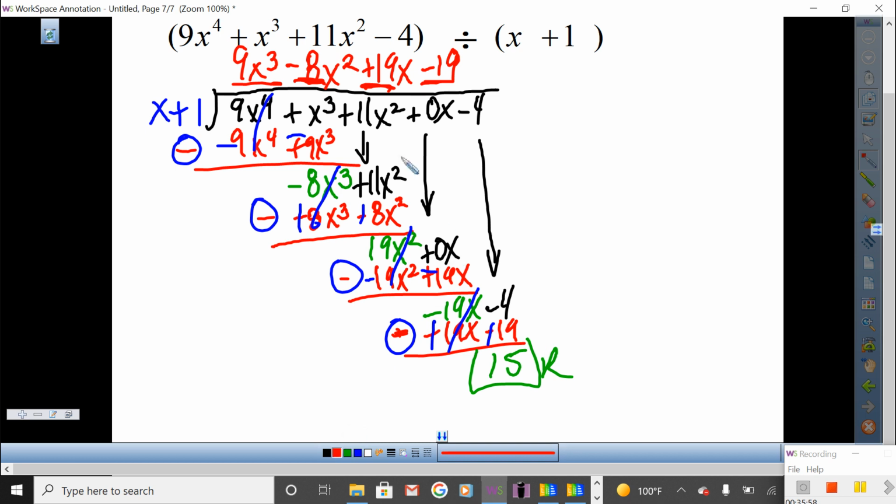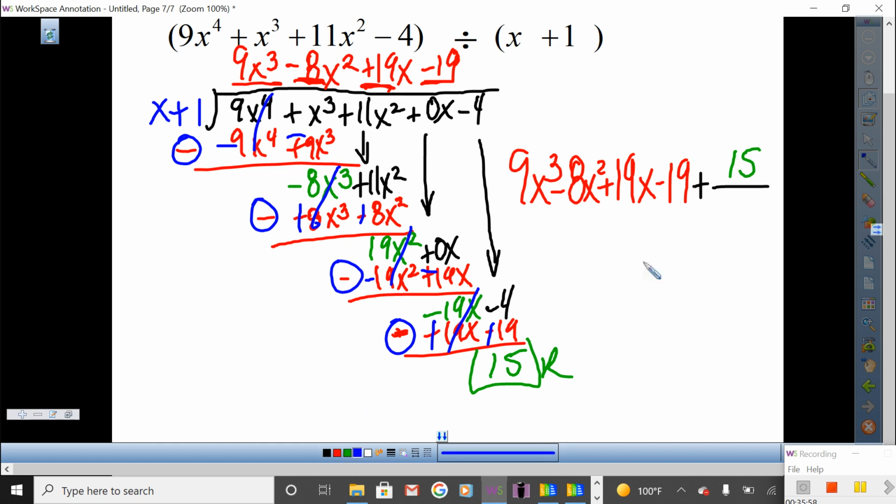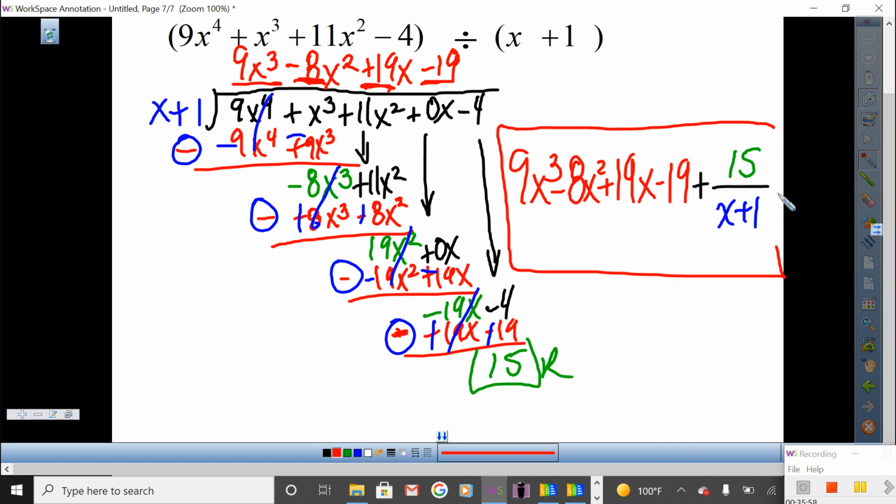Therefore, our quotient is 9x cubed minus 8x squared plus 19x minus 19. Do we have a remainder? Yes, so I put plus, fraction bar. What goes on top? 15. And what's our divisor? x plus 1. This, ladies and gentlemen, is our quotient.